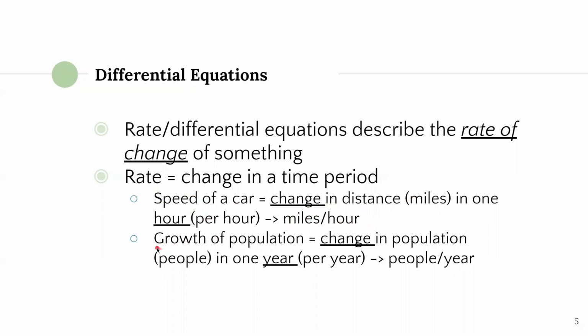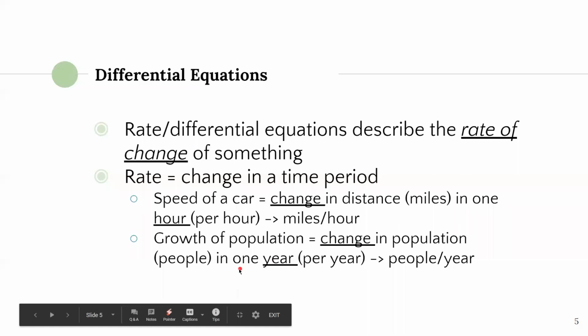And if you also look at something like the growth of a population of people. So in China, let's say there's a million people being born in a year. That's not realistic, but something like that, right? So that's a million people, which is a change in the population in 1 year, which is the time period. So anything that you think about which is a rate is always going to have some change of something, and it's going to be in a time period.